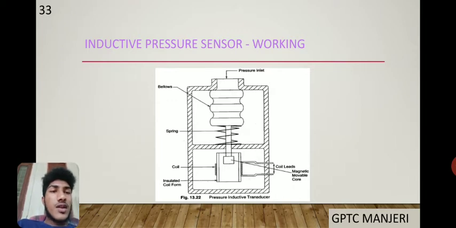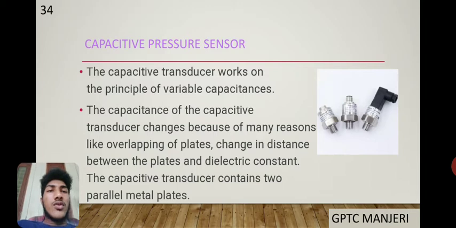So there is a magnetic mobile core, coil leads, insulated coil form, coil, spring, bellows, and pressure unit. The pressure acts on the bellows, and the core is displaced. There is an AC current. The movement of the core changes the secondary coil current, and it is measured and sent as an electrical signal to the microcontroller.